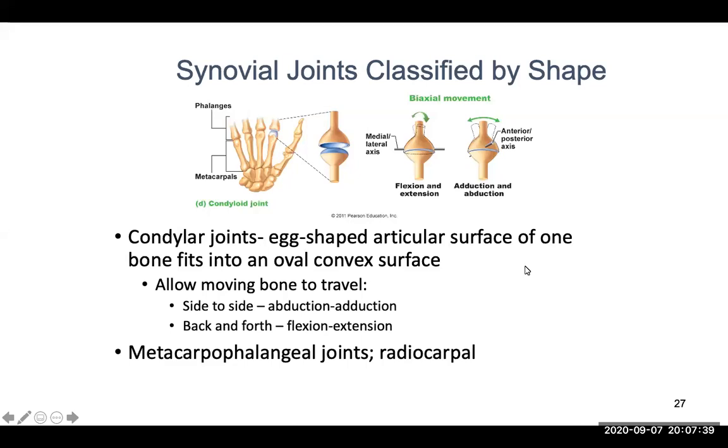Condylar joints have egg-shaped articular surfaces of one bone that fit into the oval concave shape of the other. So we get a side-to-side or back-and-forth movement. Examples of these are your metacarpophalangeal joints or the radiocarpal joints, so joints between your metacarpals, the joints in your wrists, and the finger joints.